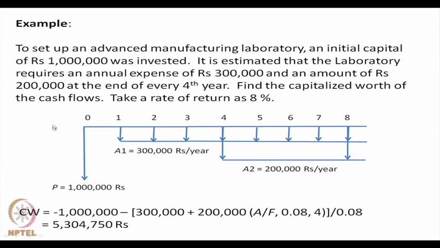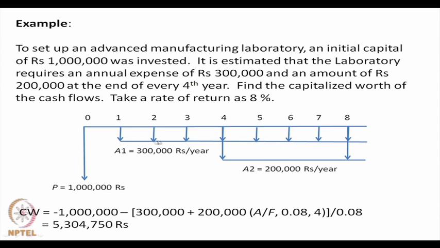We give here a more realistic example. The company is interested to set up an advanced manufacturing laboratory, for which it invests 1 million rupees. So, this is the initial investment made. This is a cash flow diagram. It is estimated that the lab requires annual expenses of rupees 300,000 and an amount of rupees 200,000 at the end of every 4th year.